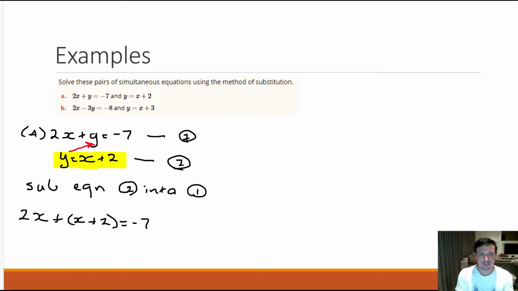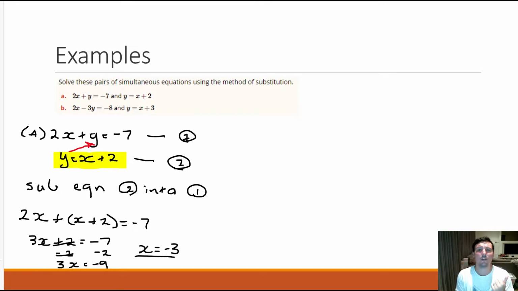So 2x plus x gives me 3x plus 2 equals negative 7. We subtract 2 from both sides. So we have 3x equals negative 9. So x must be equal to negative 3. So we've got our x coordinate of our intersection point. We now need to find our y coordinate. The cool thing about this is we tend to have an equation with y as the subject, and putting it into that one makes it very easy to calculate.